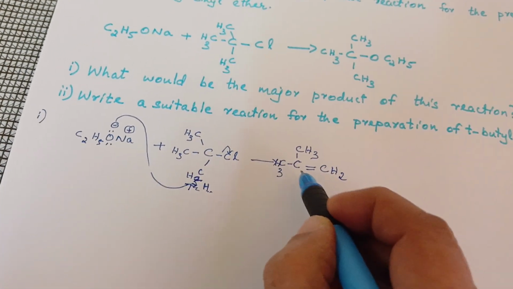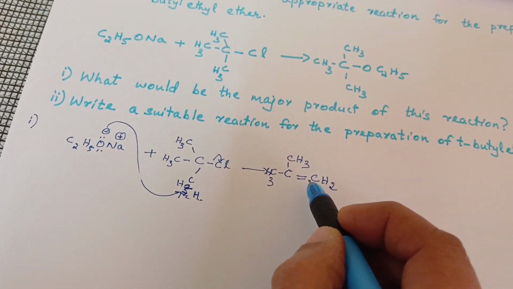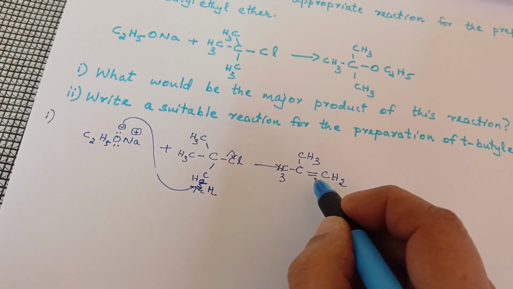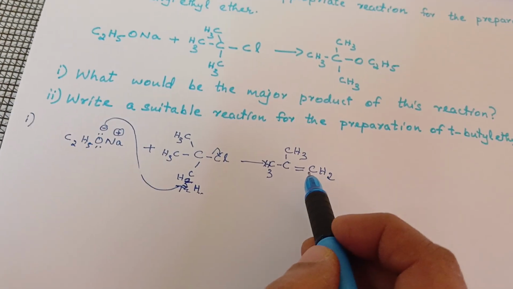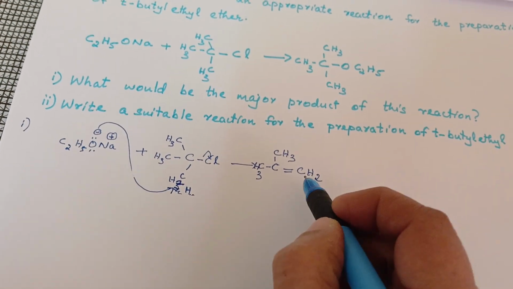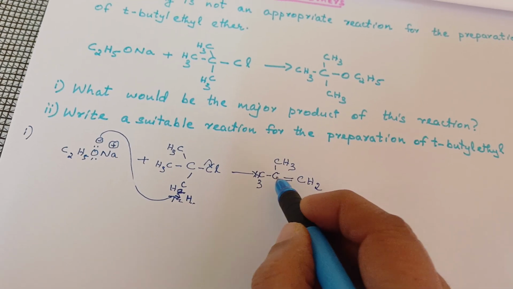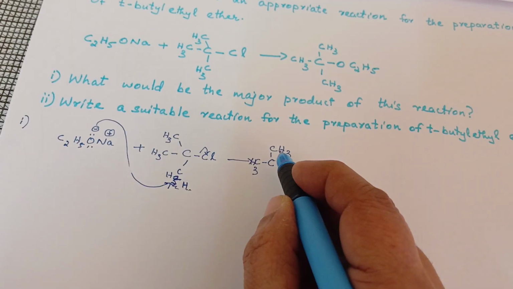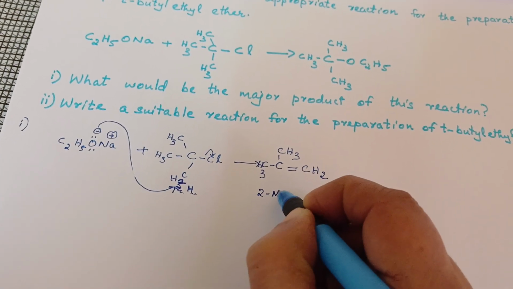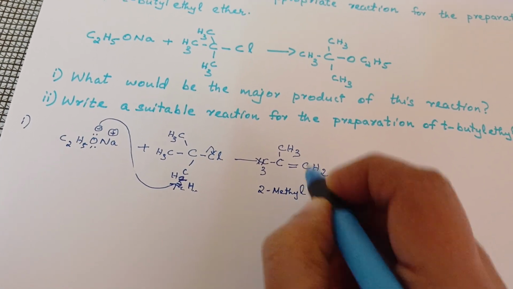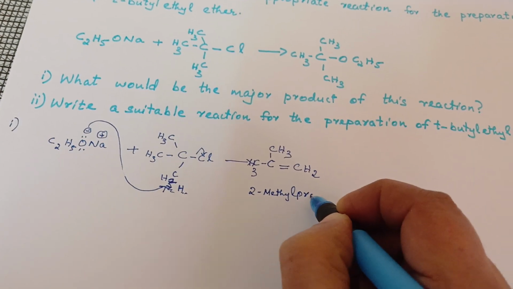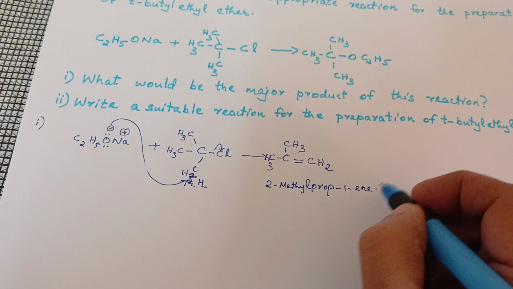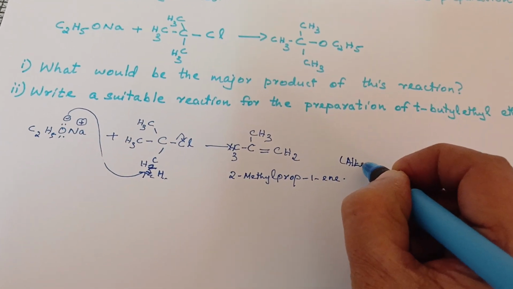So this, you can see, is an alkene. There's a double bond here and you have an alkene. So we have to name this alkene. We are asked to find the name of the product. So how many carbons are there? 1, 2, 3. And on the second carbon you have a methyl group. So we can write 2-methylprop-1-ene. So this is an alkene.